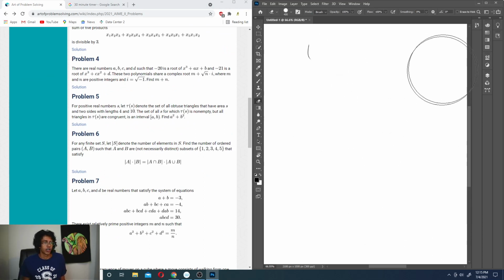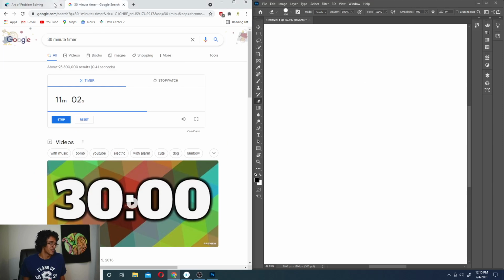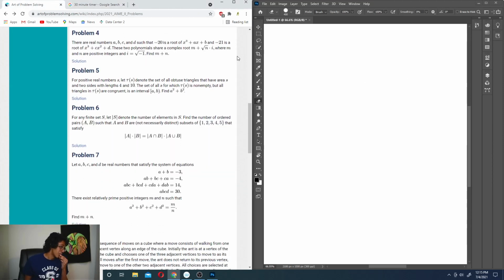Okay, number 5. Dang, the second two took even less time. Okay. Problem number 5. For positive real numbers s, let tau of S denote the set of all obtuse triangles that have area S and two side lengths of lengths 4 and 10. The set of all S for which tau of S is non-empty, but all triangles in tau of S are congruent, is an interval a to b.